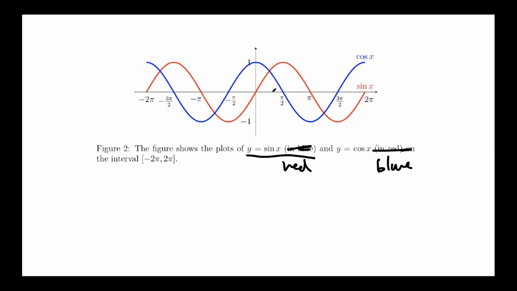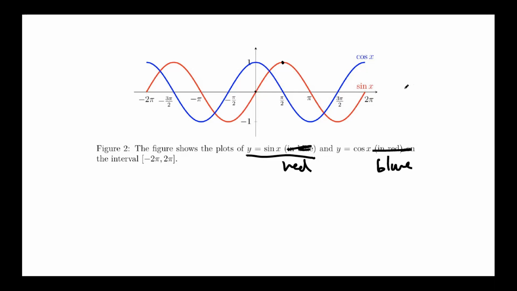So let's take a look at sine first. First, it starts at 0, and then it reaches 1 at pi over 2, and then goes back down to 0 at pi, and then it goes below the x-axis from pi to 2 pi. For cosine, it starts at 1 when x equals 0, and it goes down to 0 at pi over 2 and -1 at pi.